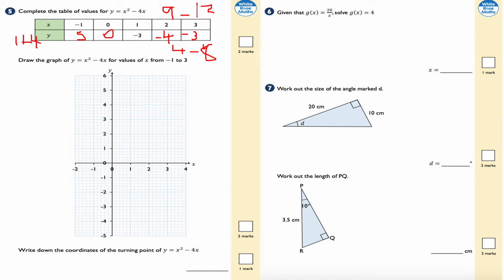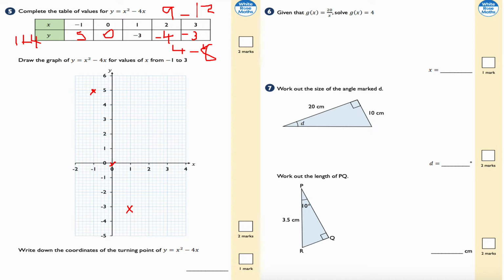Okay, so the next part is draw the graph of y equals x squared minus 4x for the values of x from -1 to 3. So when x is -1, y is 5. When x is 0, y is 0. When x is 1, y is -3.